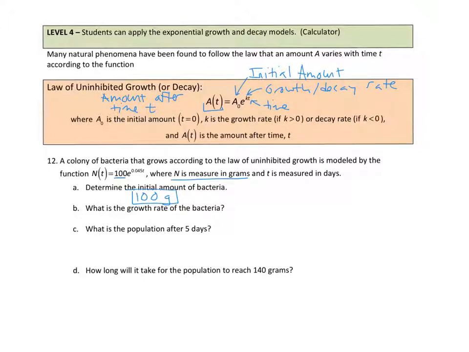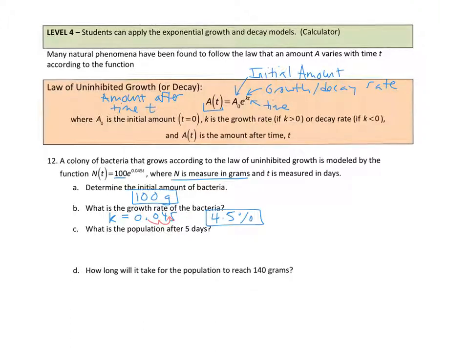The growth rate of the bacteria comes from the K value. In this case, K is equal to 0.045, but that's the rate in decimal form, and as a percent, that would be 4.5%. And I just found that by moving the decimal 2 places to the right or multiplying by 100.